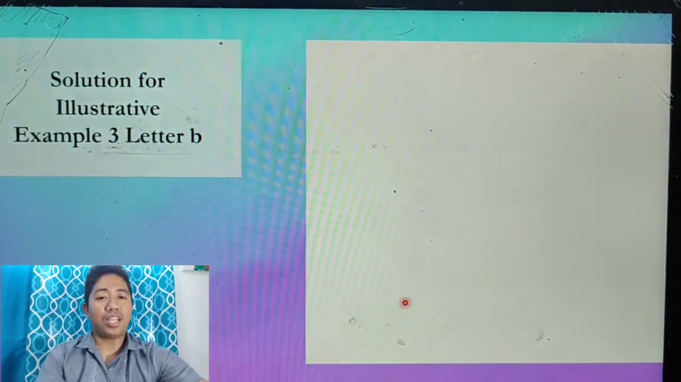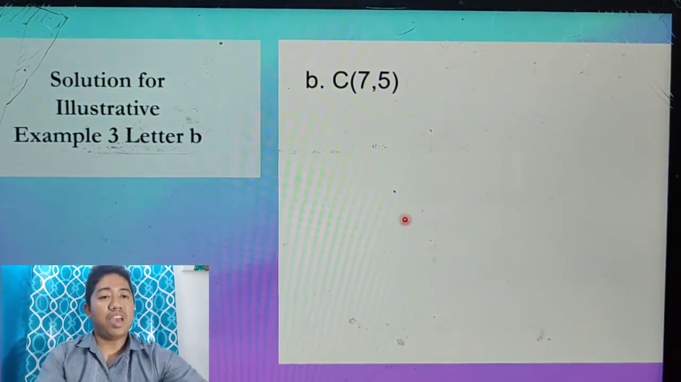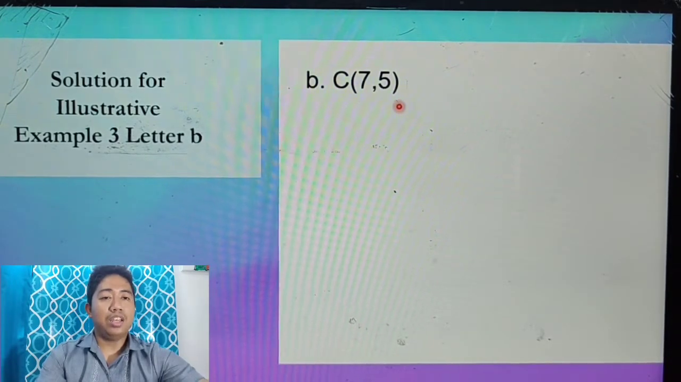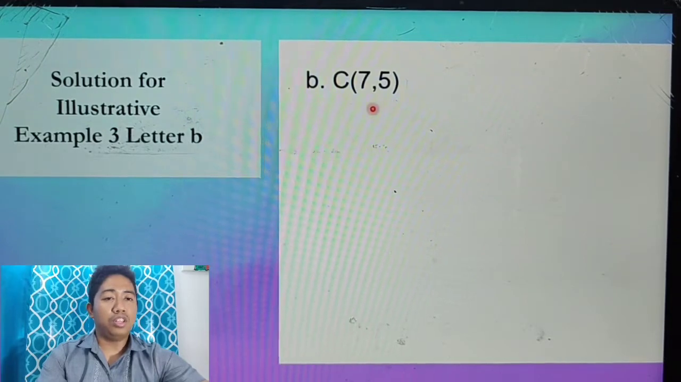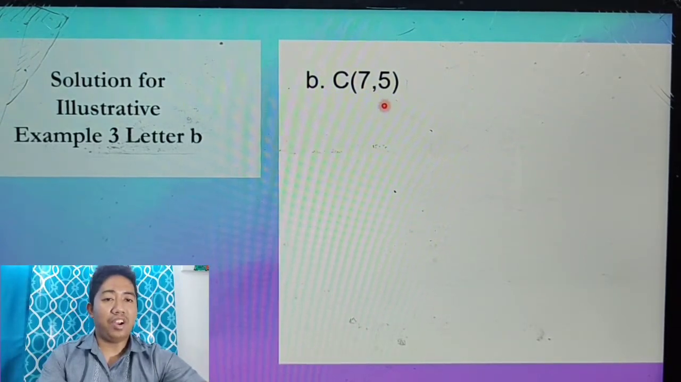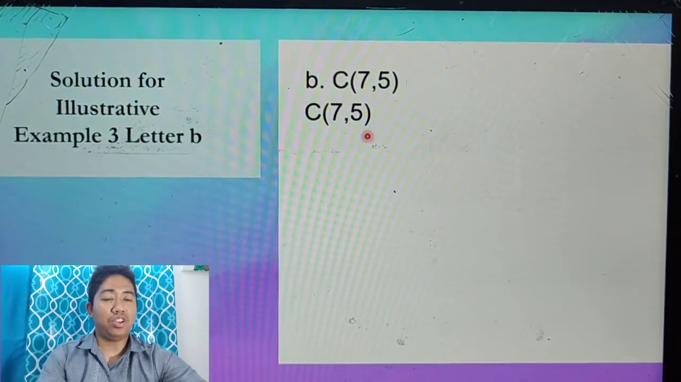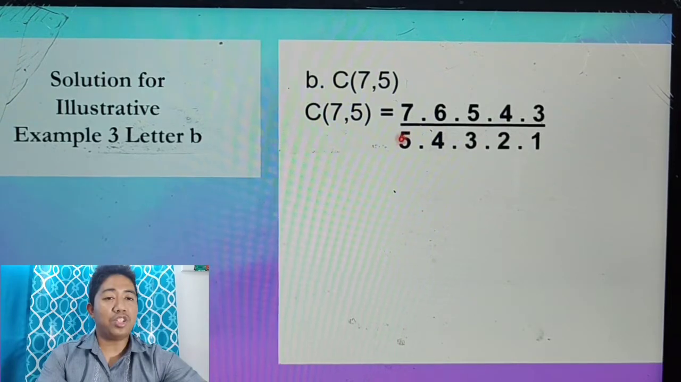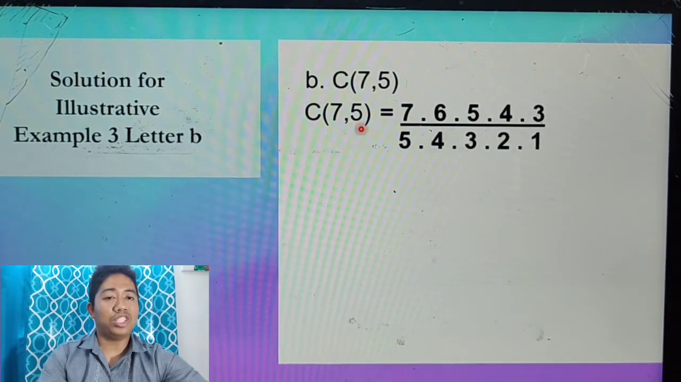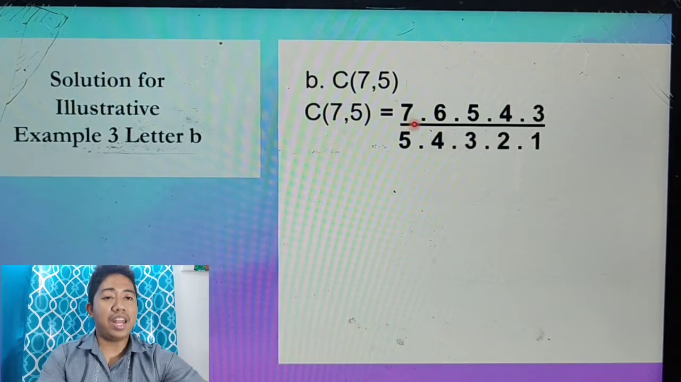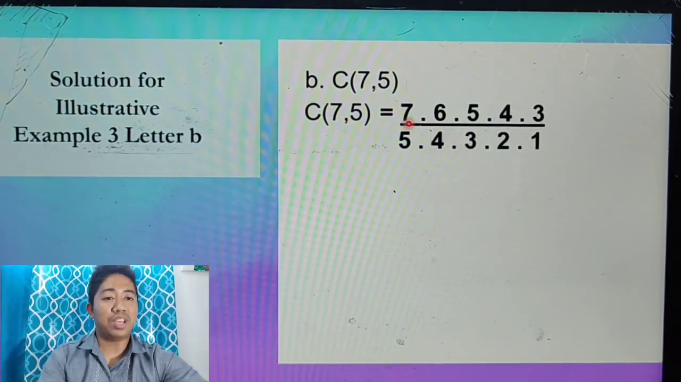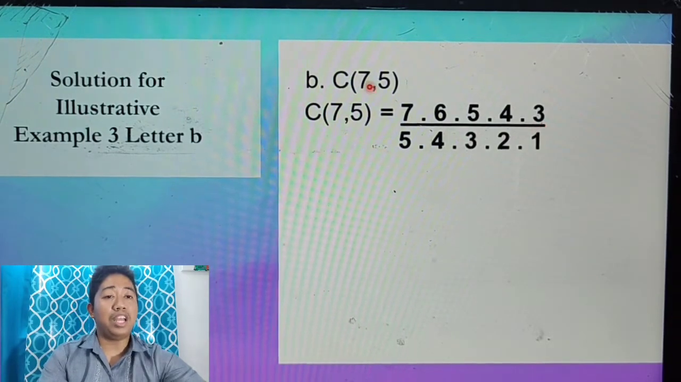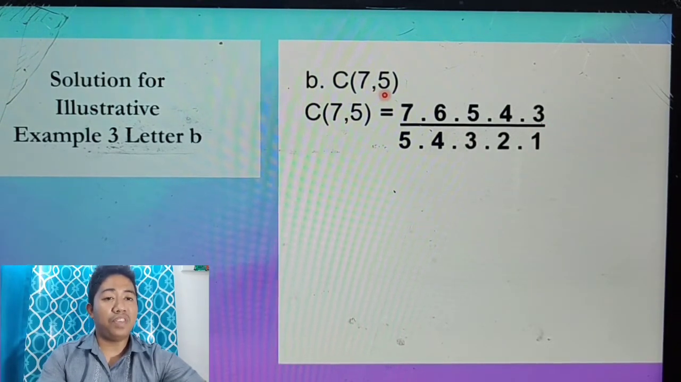So how about example number 3, letter B? Given the combination of 7 taken 5 at a time. Again, the steps are to determine the value of n and the value of r. So we put the given combination notation on the left side of the equation. And of course, on the numerator, we need to put 5 numbers, since the value of r is 5. So starting from 7, going lower: 7 times 6 times 5 times 4 times 3. All over the denominator, we get the factorial of the value of r.